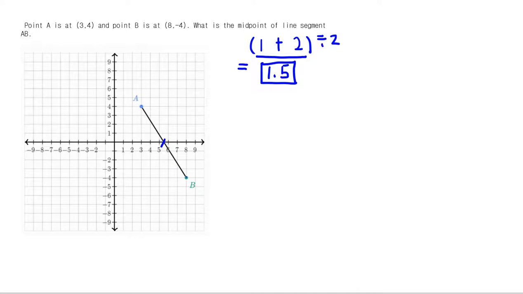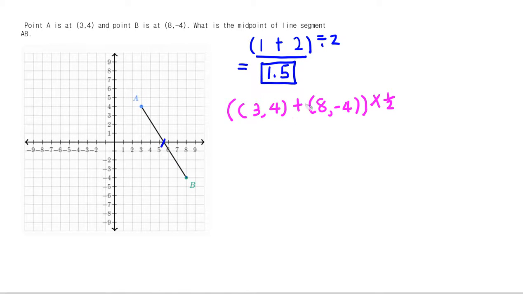So let's apply this to this question. Point A is at 3, 4, which means the x value is 3 and the y value is 4. So we can add it up: 3, 4, plus point B's coordinate, which is 8, -4. And then, for the midpoint of the line segment, we divide by 2, or multiply by 1 over 2. Multiplying by 1 over 2 and dividing by 2 are the same expression.